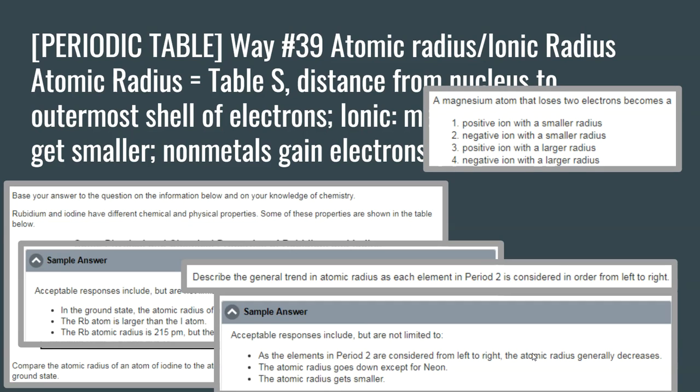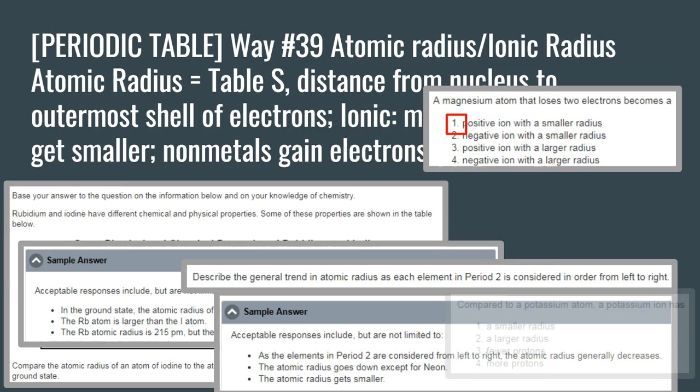Next problem. A magnesium atom that loses 2 electrons becomes a... This problem is slightly harder because it's asking you to recall what type of ion is formed when it comes to losing 2 electrons. Note that metals tend to become positive as they lose electrons because electrons are negatively charged. So you should be able to eliminate answer choices 2 and 4. It's going to become a positive ion. And recall that as electrons are lost to form a positive ion, the radius is going to decrease. So the answer choice is 1.